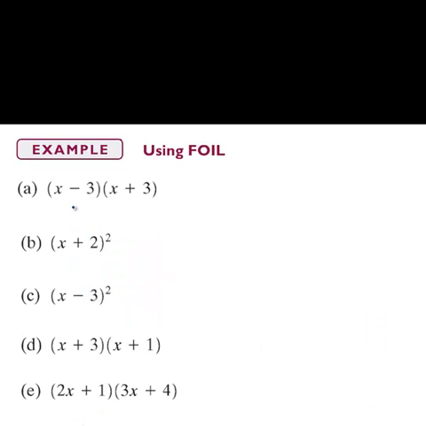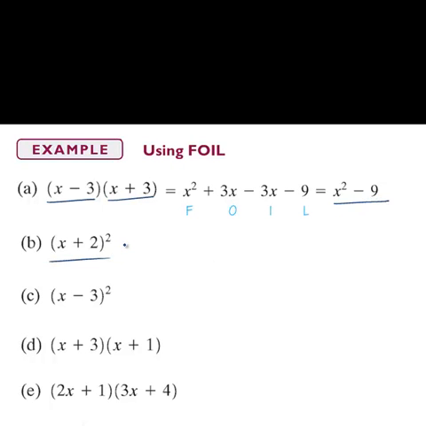So for example, if you have x minus 3 times x plus 3, you can FOIL that out to get x squared minus 9. Notice, by the way, that you've got two binomials that are conjugates of each other, meaning you've got a subtraction in the one term and addition in the other factor there. That's always going to give you a difference of squares.